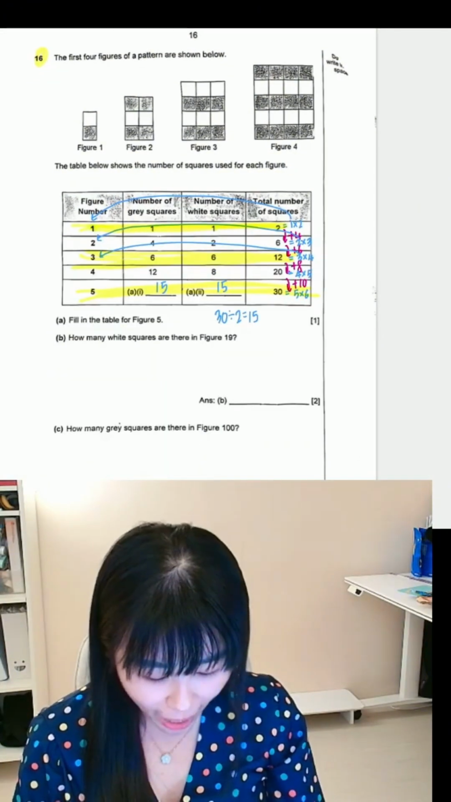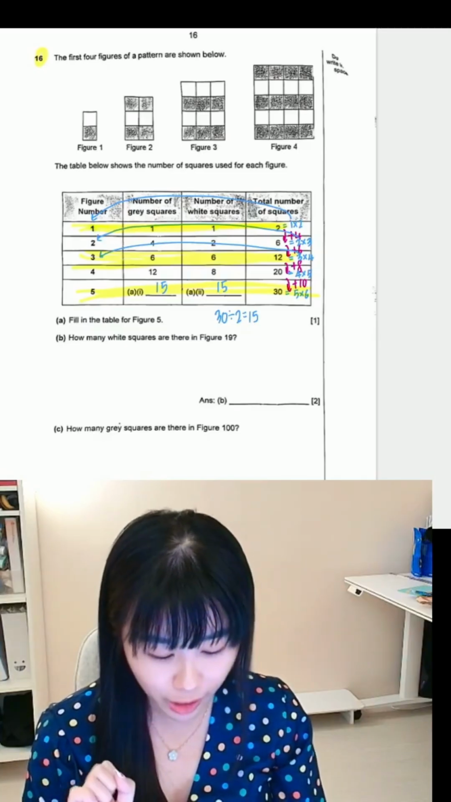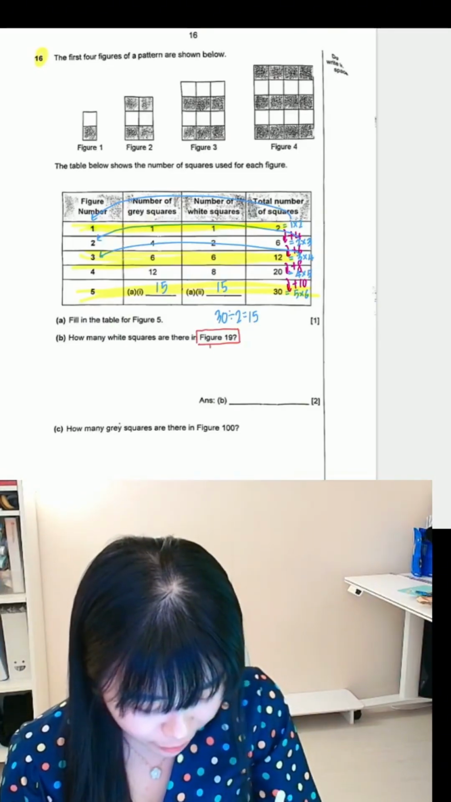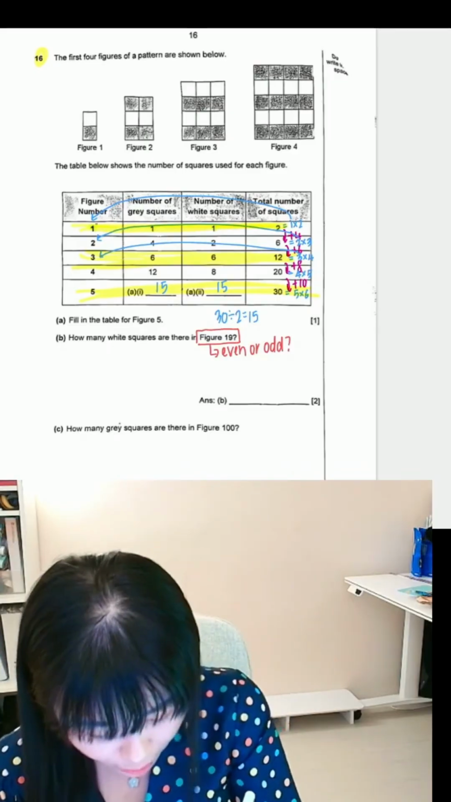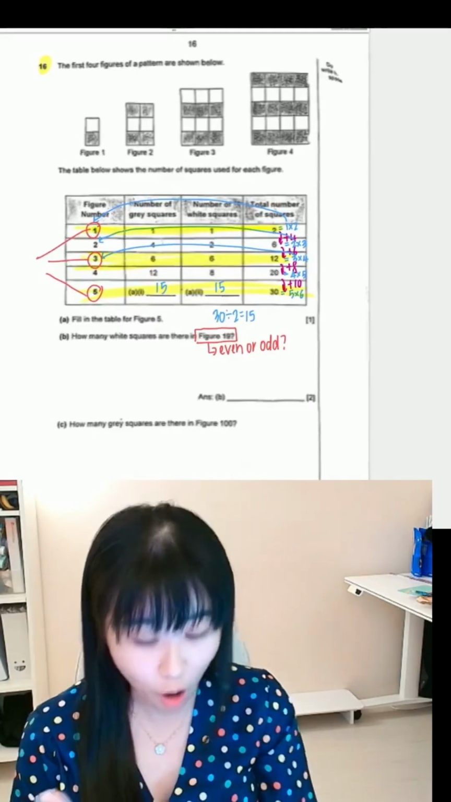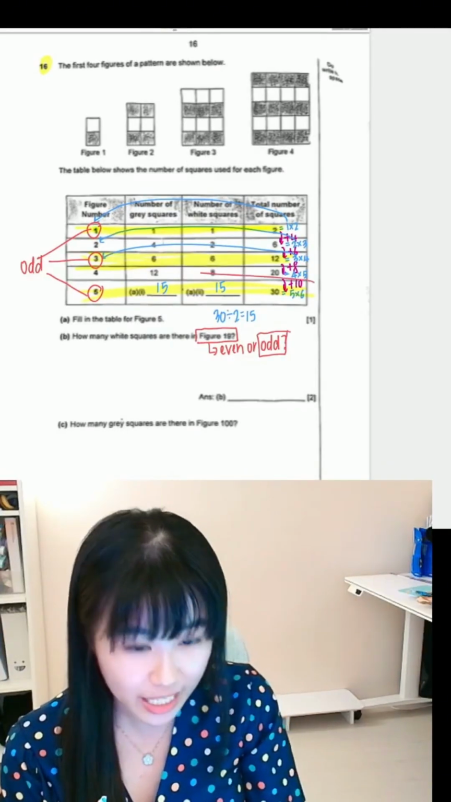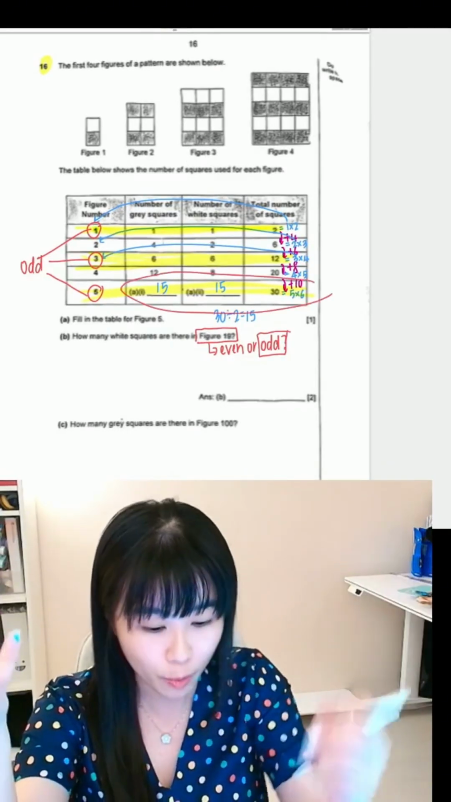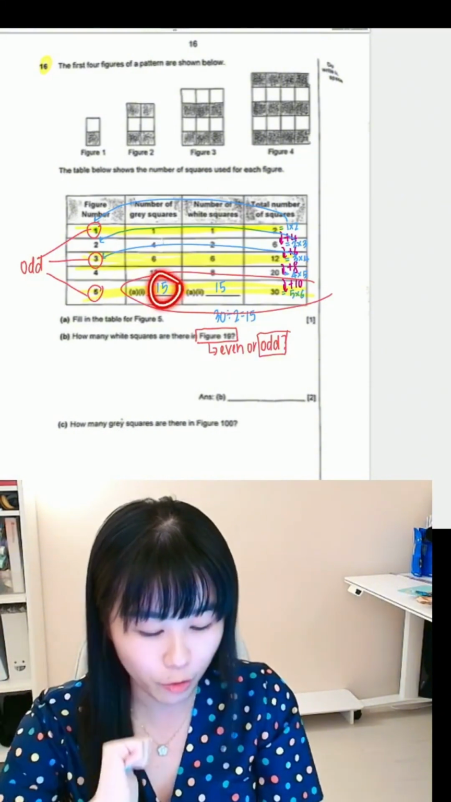How many white squares are there in figure 19? Is figure 19 even or odd first? Odd. Then all these that I highlight, that they will be the same, is that even or odd? Odd, right? So they are actually using the easier one. Easier row. Why easier row? Because it will be the same number of grey and the same number of white.